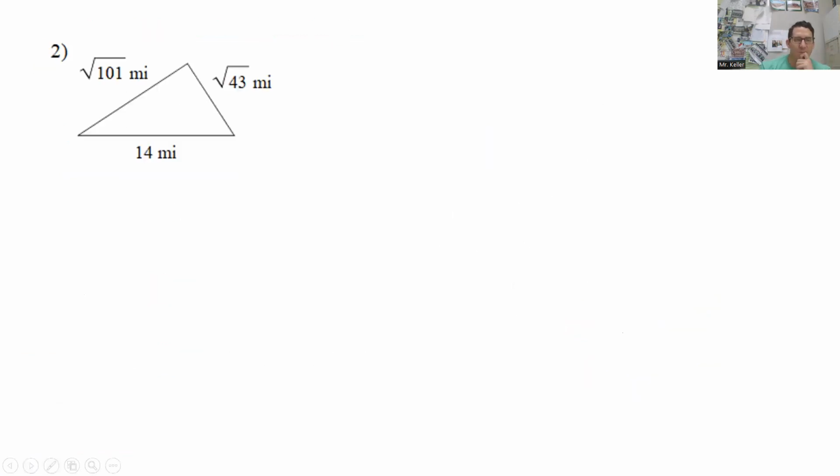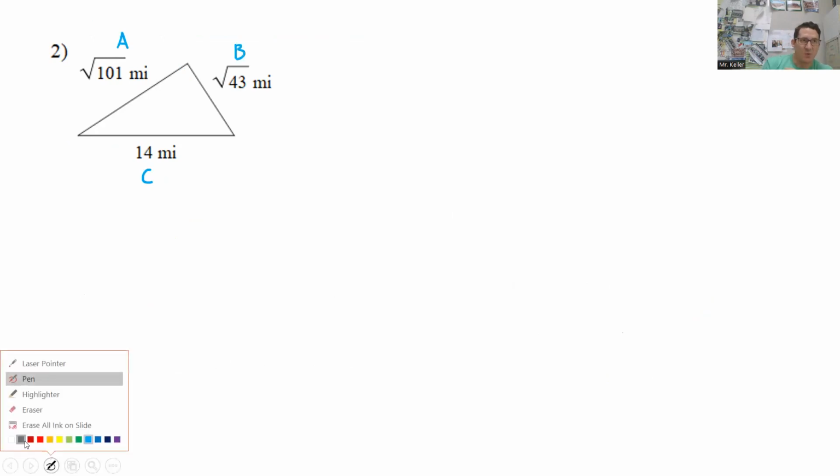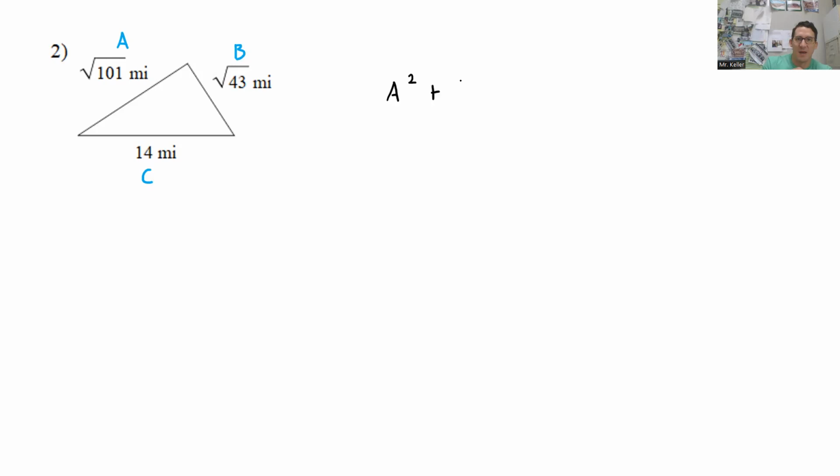So let's look at this one, all right? Starting off again, you want to label the side lengths A, B, and C. C is always the longest side. So if you find what would be the right angle, this is going to be C. A and B are then interchangeable. It doesn't matter which one is which, as long as you've got C as the longest side. So for here, again, I'm going to use Pythagorean theorem. A squared plus B squared is equal to C squared.